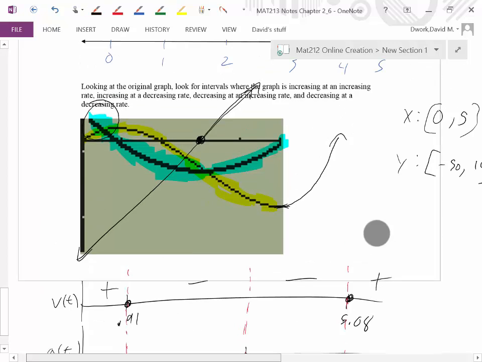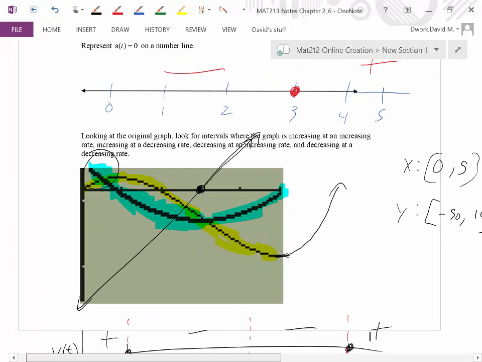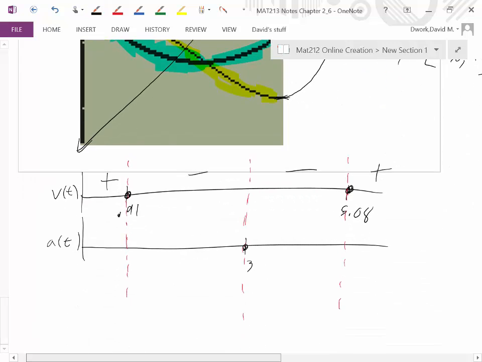Now for our acceleration, that's the straight line I drew, and we have the acceleration graph right here. We see it was negatives on the left, positives on the right of 3. So therefore, I'm going to go ahead and fill all this in. Negatives on the left, and positives on the right.